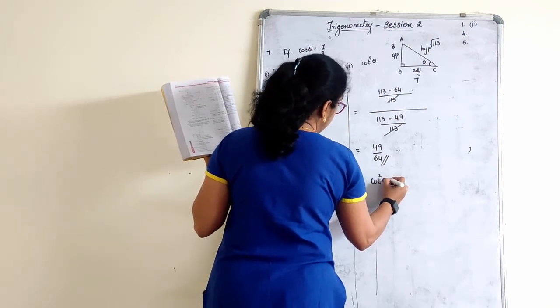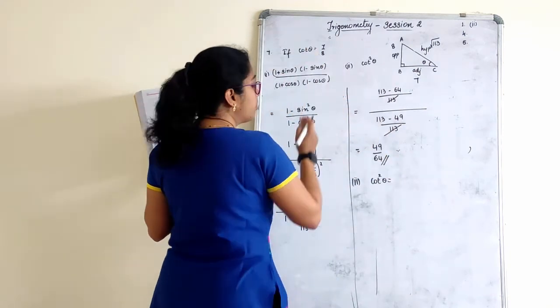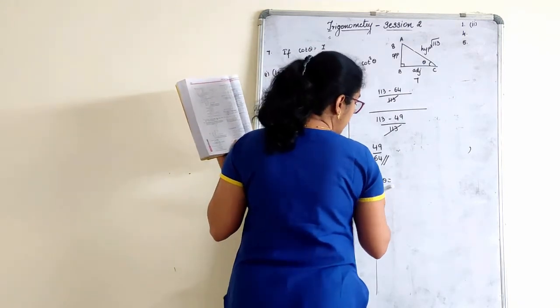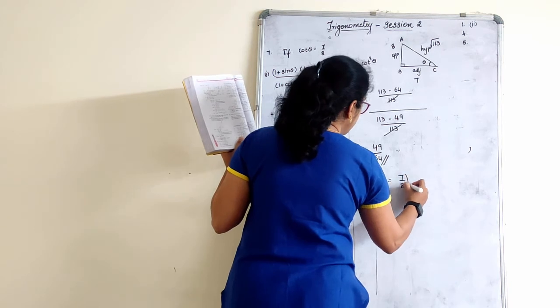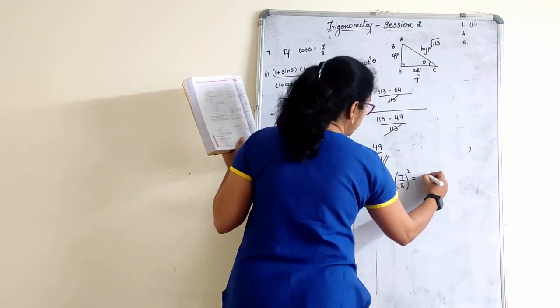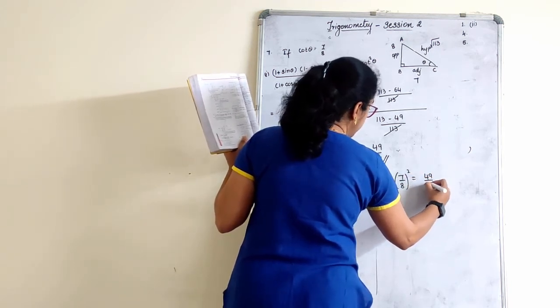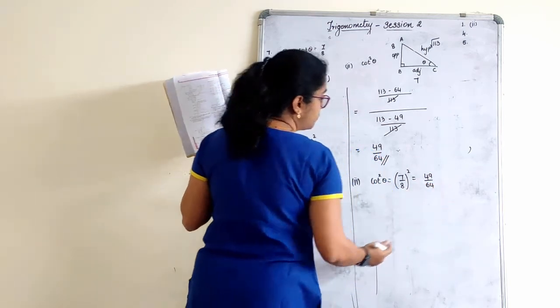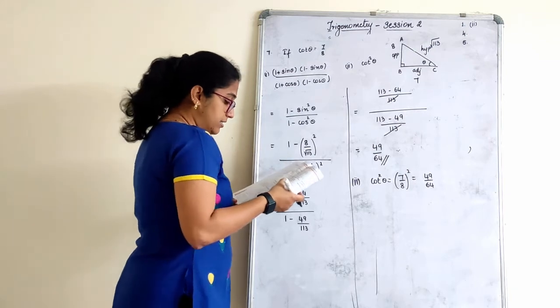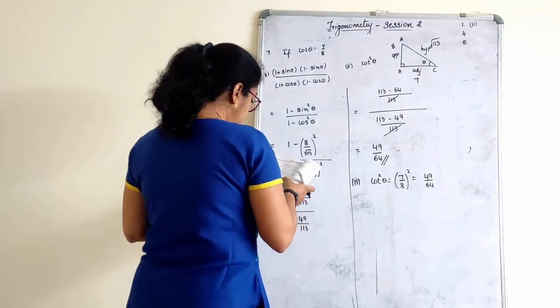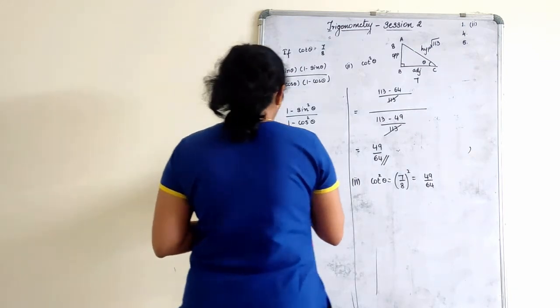Look at the second part, how to solve it. Cot square theta. Don't sit and work it out again, cot theta is already there. So if cot theta is there, how do we write? 7 upon 8 whole square, 49 by 64. You get the same answer again. Okay. Quickly, we'll start with the next one.